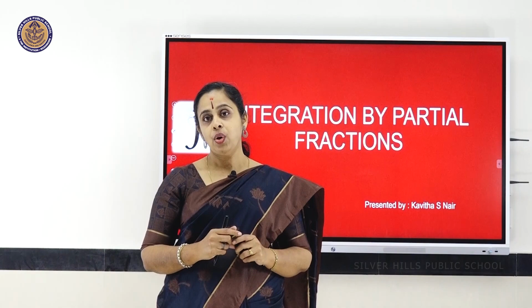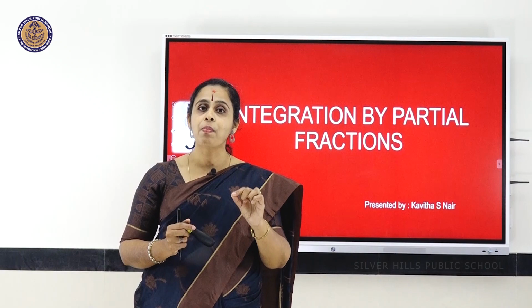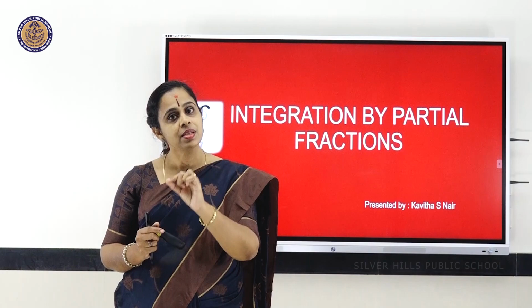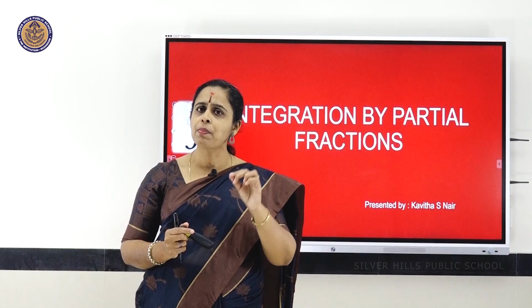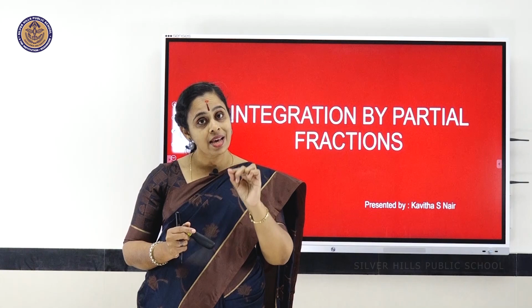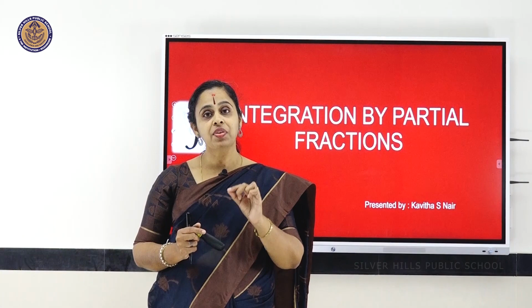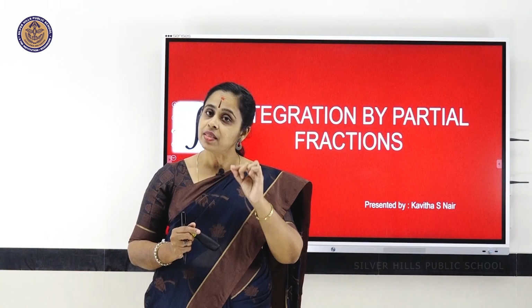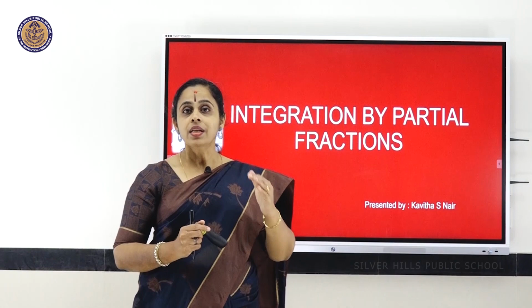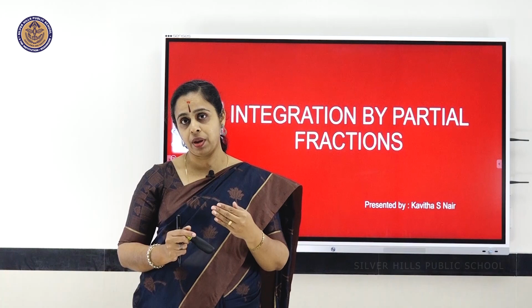When the integrand is given in the form of a proper rational function, we make it into a sum of simple rational functions called partial fractions. What do you mean by a proper rational function? When the degree of the numerator is less than that of the denominator, it is called a proper rational function. If it is more or equal, then we have to do long division, make it proper, and then we can apply partial fraction. Now, to which forms should we apply it? Let us see it one by one.